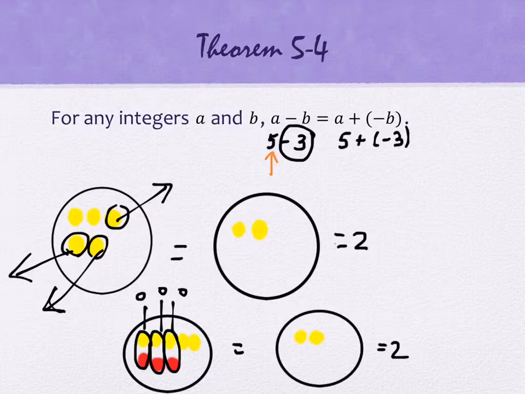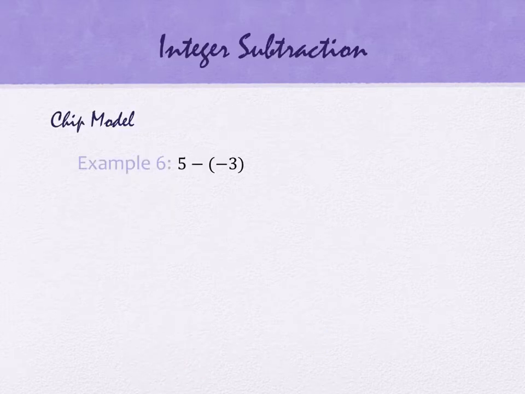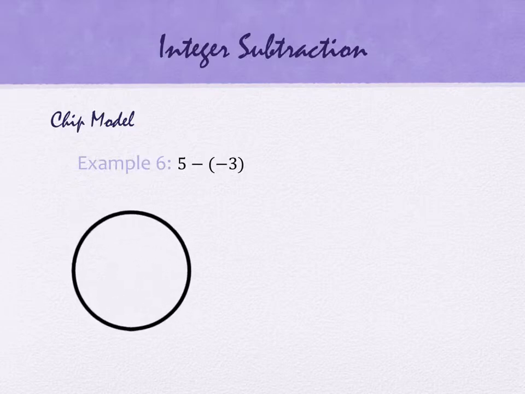All right, so now let's take a look. Our next example is what happens when we remove a negative. All right, so we've got our chip model. So we're going to draw our circle. And we're going to put in it what? What's our first thing to put in?